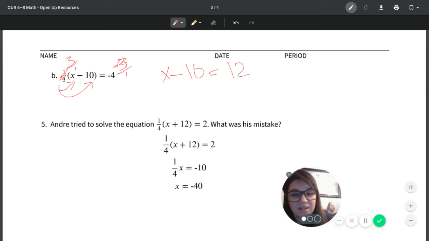Oops, sorry. That's not a negative 3. It's a positive 3. So negative 4 times positive 3 is negative 12. Okay? So now we need to get rid of this constant. We subtract 12 from both sides. Subtract 10 from both sides. And we get x.